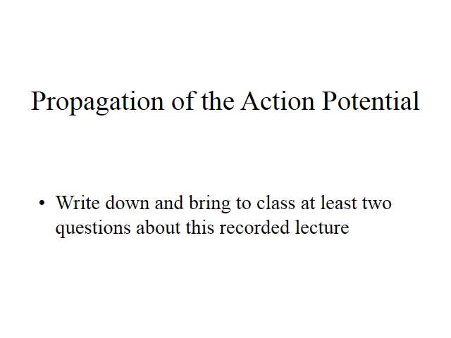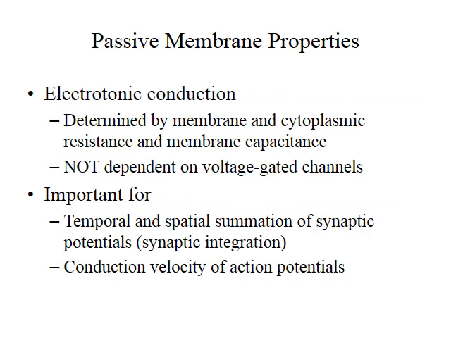This is the first of 4 videos for our next class, and in these videos we'll talk about the passive membrane properties of neurons and how action potentials are propagated down the axon. In order to understand how action potentials are actively propagated down the length of an axon, we first have to investigate the passive membrane properties of neurons.